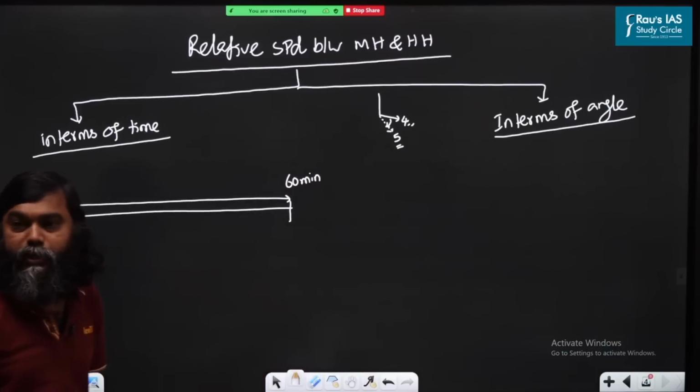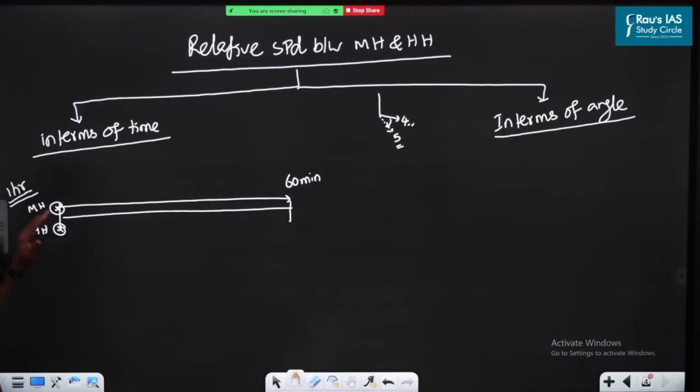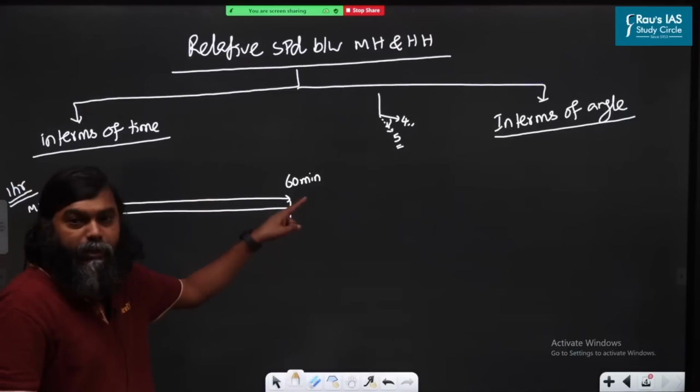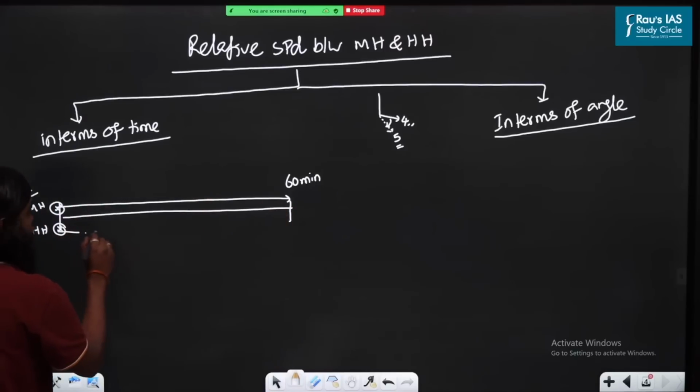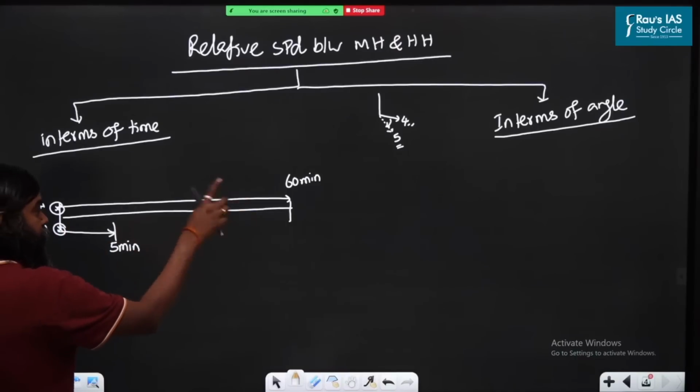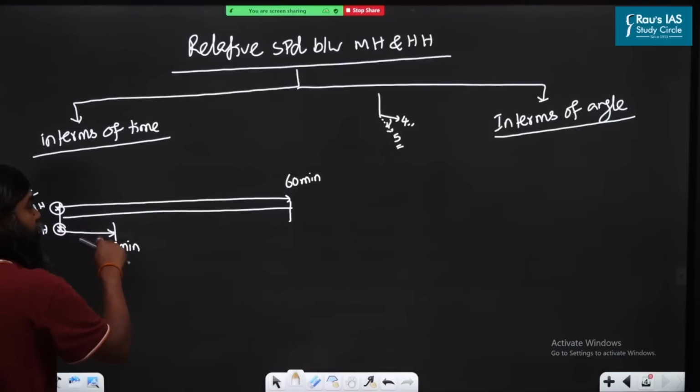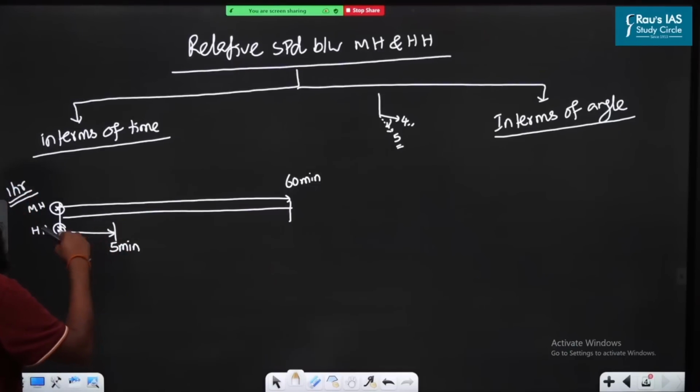All understood? So in 1 hour, how many minutes did the minute hand travel? In the same 1 hour, how many minutes did the hour hand travel? The minute hand traveled 60 minutes. In the same time, the hour hand traveled how many minutes? What is the relationship between the minute hand and the hour hand? 12 times. Compared to the minute hand, is the hour hand faster or slower? Slower. Divided by 12, you get 5 minutes.